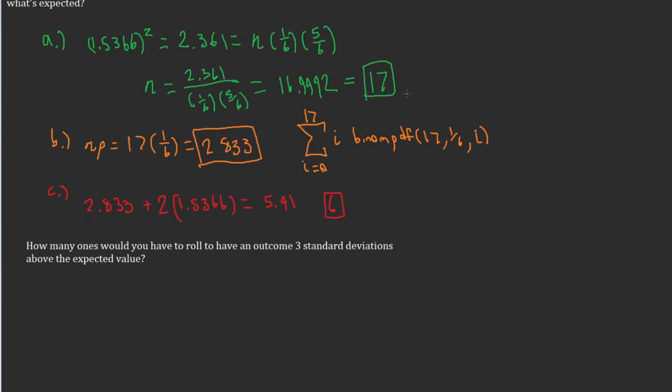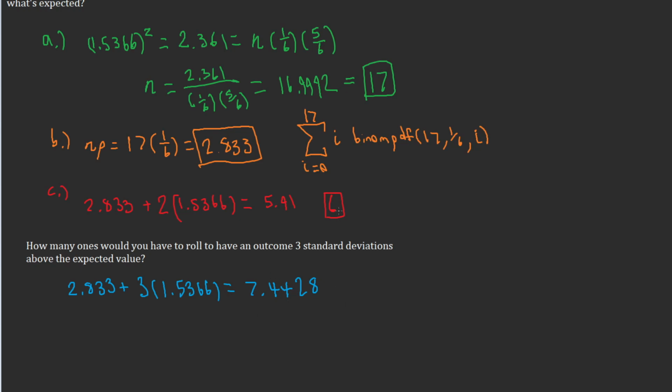I actually think this is very important, so I added another problem here. How many ones would you have to roll to have an outcome 3 standard deviations above the expected value? Here the procedure is going to be almost the same. We're going to take our expected value and add 3 times the standard deviation here, 1.5366. But when you carry this out, you're going to get 7.4428, looks like.